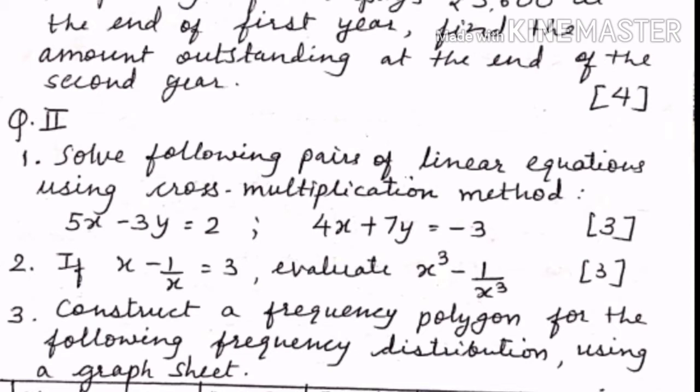Now question number 2 is, if x minus 1 by x is equal to 3, evaluate x cube minus 1 by x cube. So this is your expansion chapter. So here you have to use a cube minus b cube type of identity. For that you have to first of all square both sides, and then apply your formula like expansion.